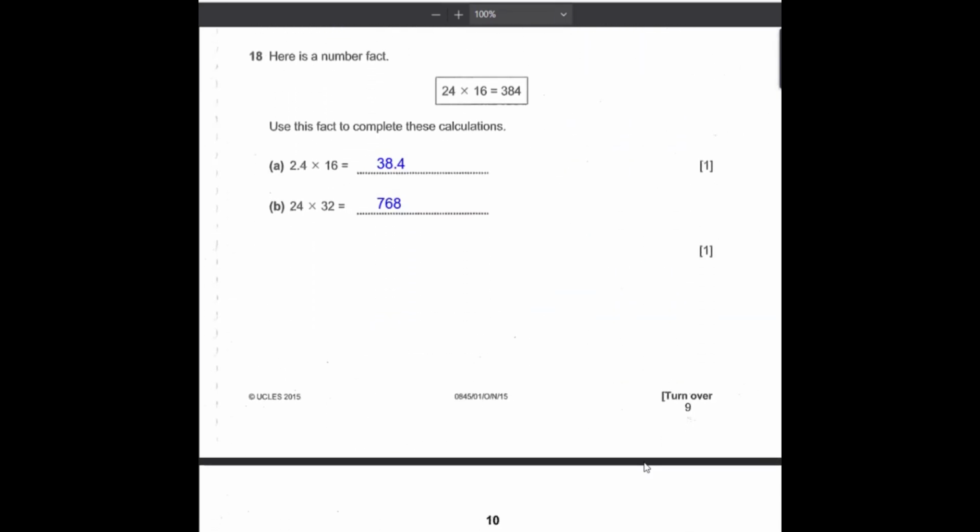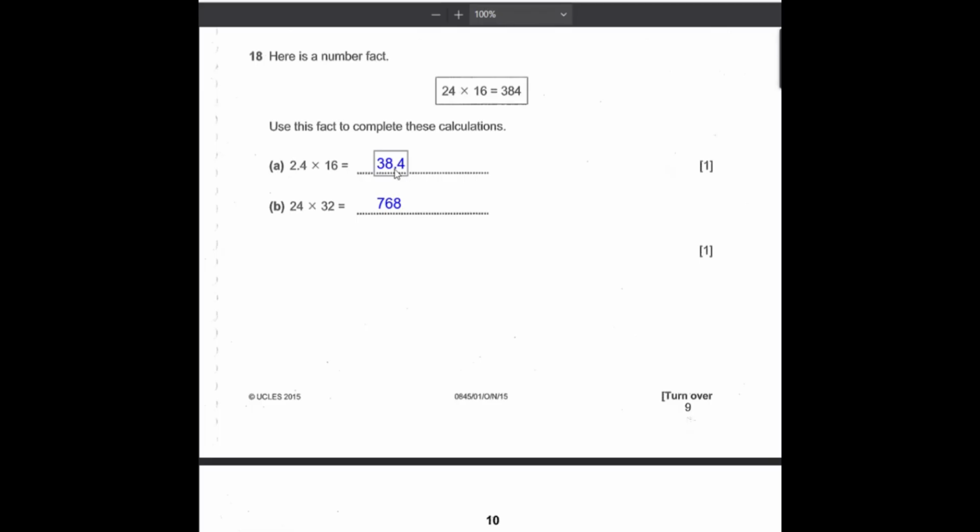Okay, number 18, they say here is a number fact. 24 multiplied by 16 is equal to 384. They say use this fact to complete these calculations. Like 2.4 multiplied by 16. Because we apply the decimal point after one digit, we need to apply the decimal point after one digit in the answer also.